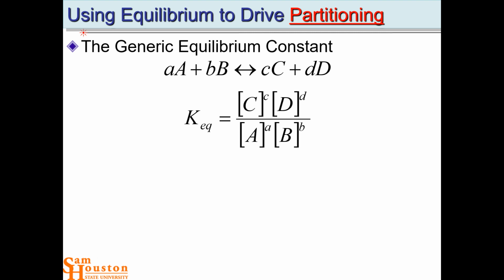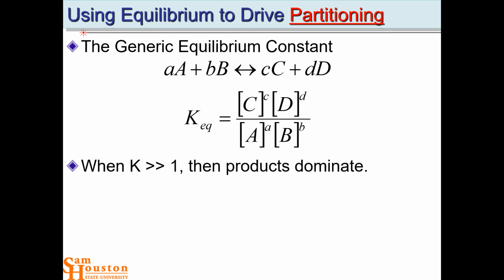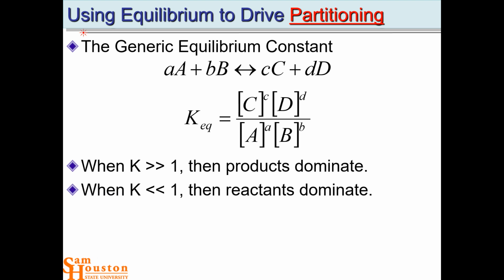And if you have a K that's much greater than 1, that means the numerator is larger than the denominator. So that means the products are more abundant than the reactants. And so then the equilibrium lies to the right, or products dominate. If the equilibrium constant is much less than 1, then reactants dominate. And we can push this reaction right and left today using pH.